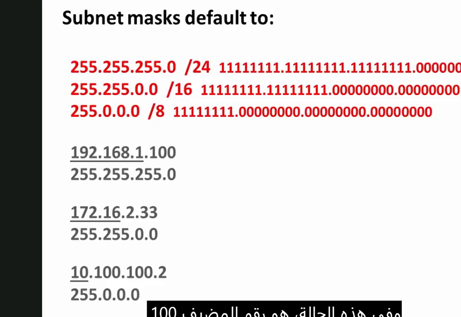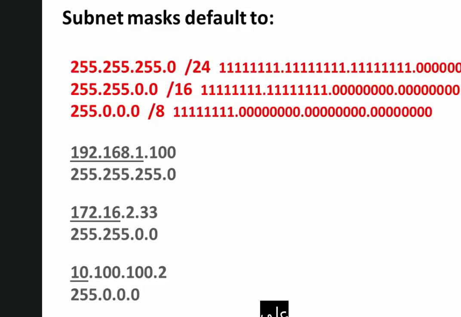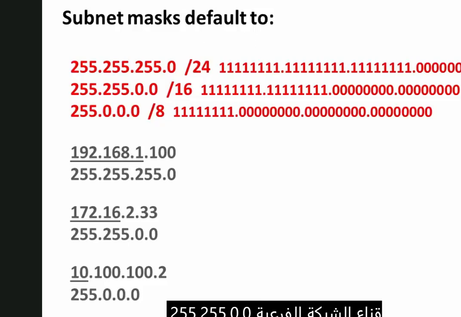In this case, it's host number 100. Similarly, the 172.16.2.33 address has a 255.255.0.0 subnet mask. The subnet mask lets us know that it's the 172.16 network and that this is host 2.33.